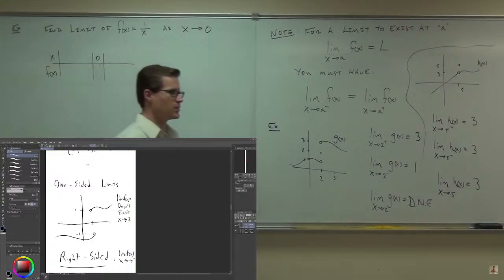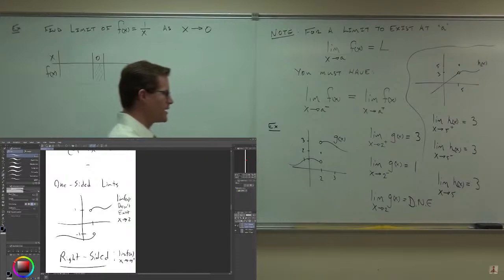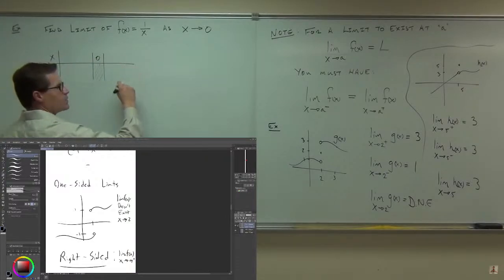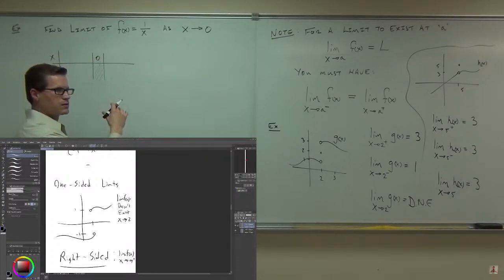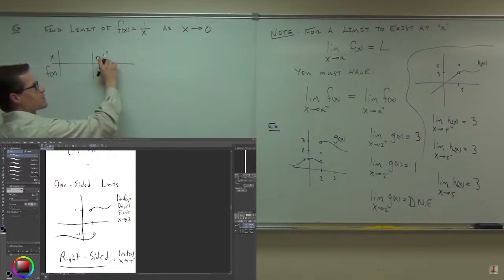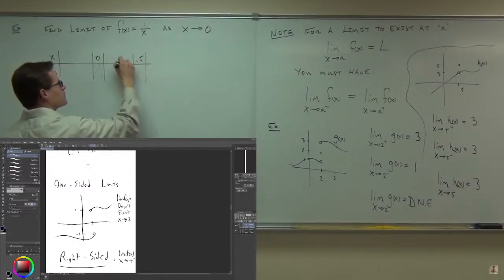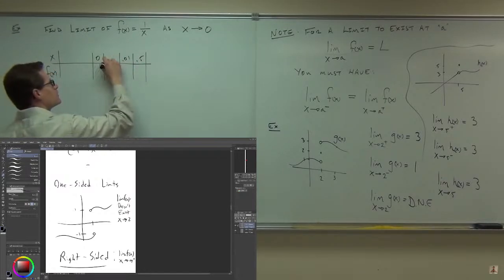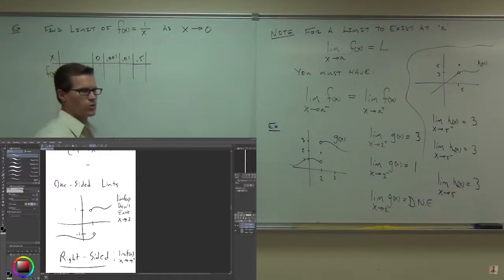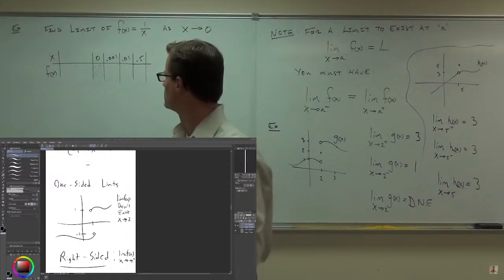Now, let's pick some numbers that are getting close to 0 from the right. Let's start at, oh, I don't know, 0.5, and we'll work our way down. So 0.5, is 0.5 supposed to go here or here? The right or the left? Right. So 0.5, all right. 0.01 and 0.001. Would you agree those are numbers that are pretty close to 0?